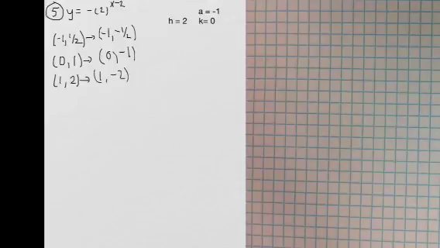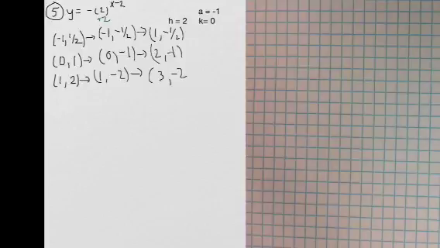After that, we're going to apply the h and k. So that means that we're adding 2 to the x's and nothing to the y's because k is 0. So then that gives you (1, -1/2), (2, -1), and (3, -2). So these are the points we're going to plot.